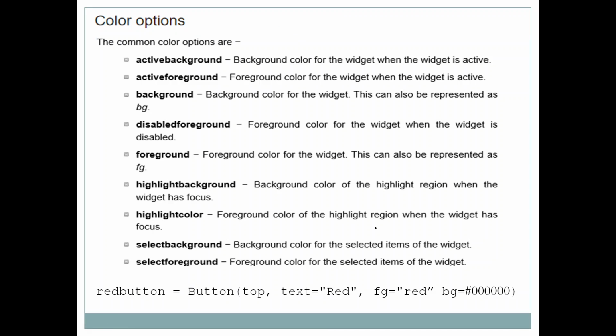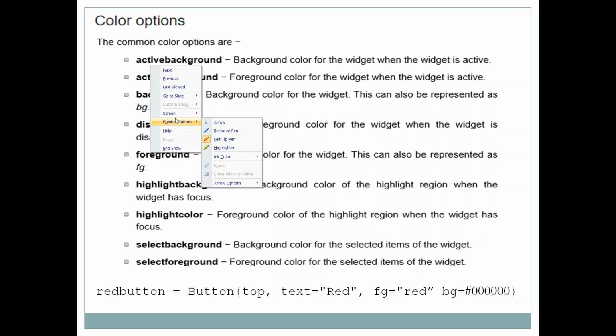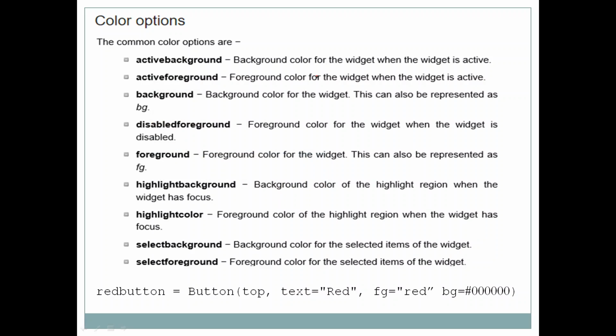First we will look at the different options of color. The common color options are active background. Active background, as the name suggests, is the background color of a widget when the widget is active. Now we can specify colors for a widget on different events. When the widget is active, meaning when it is selected, the background can be changed by using the active background option. In the same way we have active foreground as well. The foreground color, that is the text color, can be changed when the widget is active.